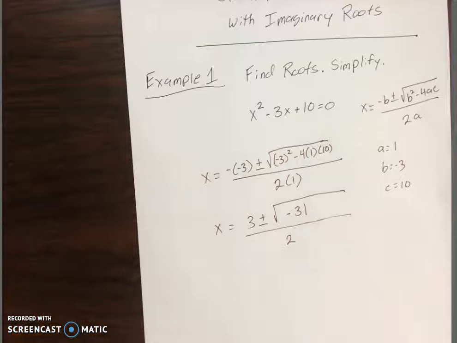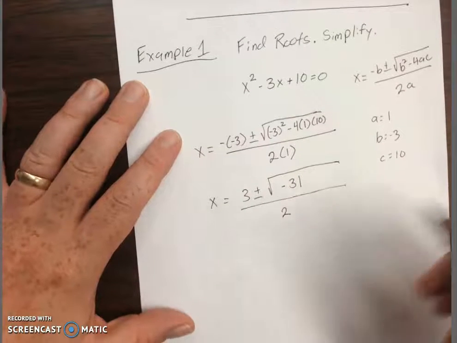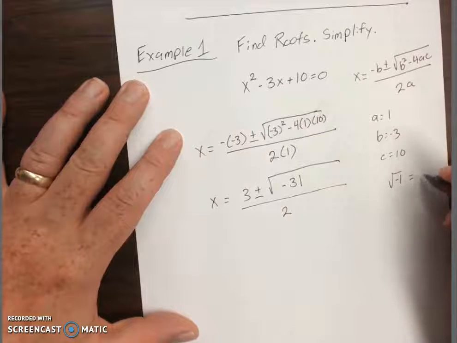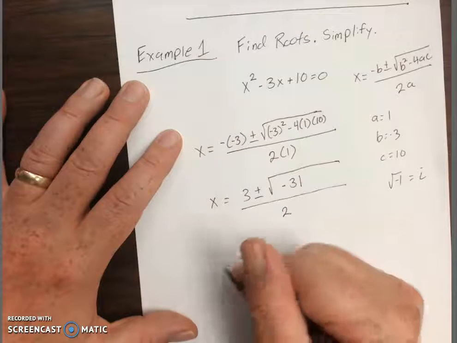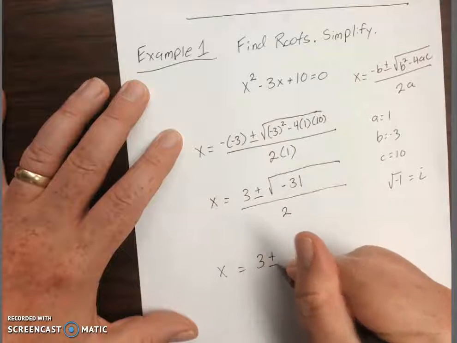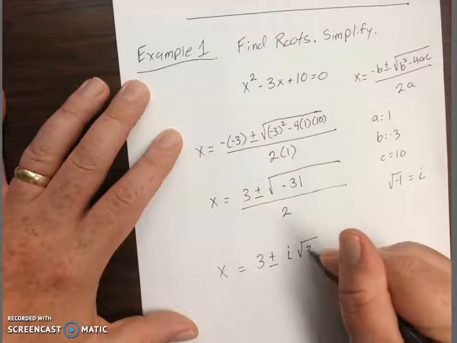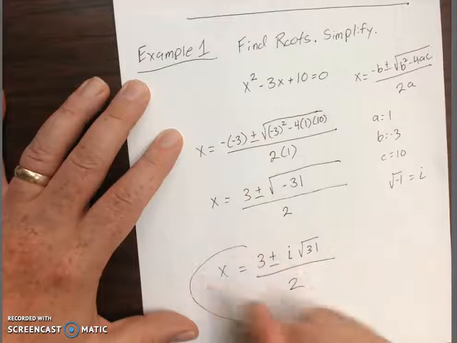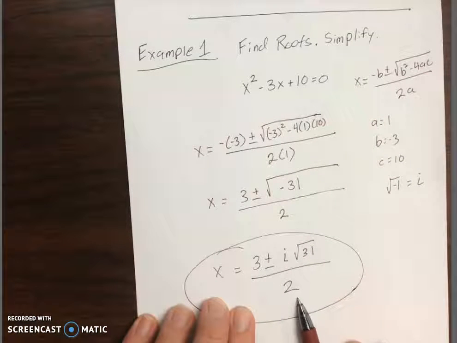So at this point, you're probably looking at this and saying, well, there's not a whole lot I can do with this. It's not proper to leave the negative underneath the radical. So remember that the square root of -1 equals i. And so I could make this the square root of -1 times 31. And so anytime you see a negative underneath the radical, I want to bring that negative out. And to bring that negative out, I have to have an i. Square root of 31 over 2. There are my two roots. 3 plus i square root of 31 over 2, and 3 minus i square root of 31 over 2.